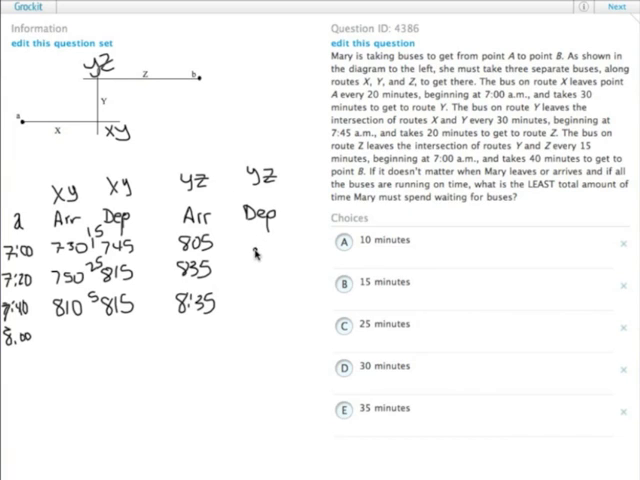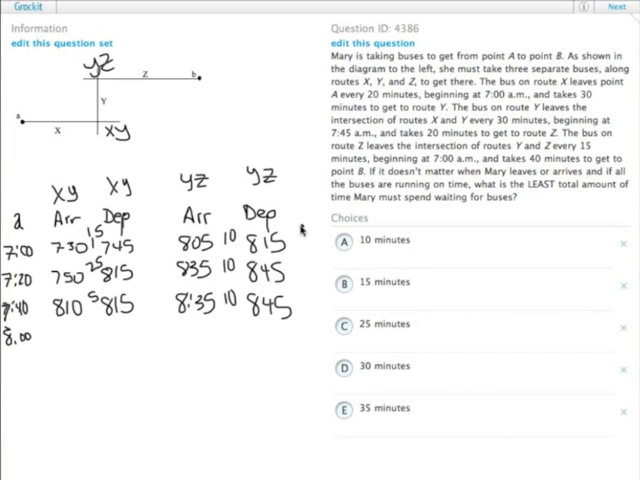The final bus stop leaves every 15 minutes starting at 7 a.m. The first one after this one would have been 8:15. First one after this would have been 8:45. And the first one after this would have been 8:45. So here she had to wait another 10 minutes. Here was 10. Here was 10.